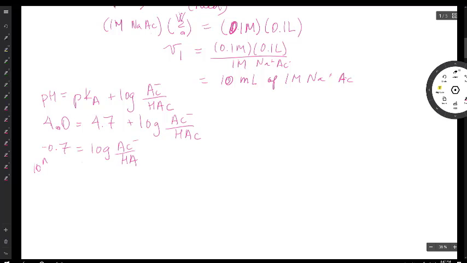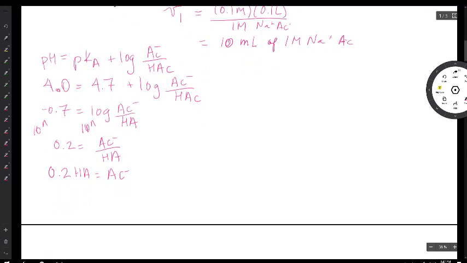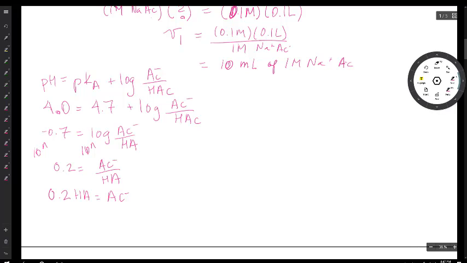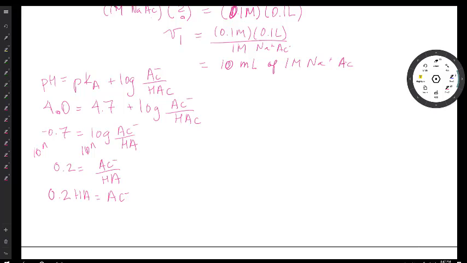Then we raise each of these sides to the power of 10 to get rid of the log. Then we have 0.2 is equal to AC minus over HA, or 0.2 HA is equal to AC minus. Now here is where things can get a little conceptually tricky. This is something you might have missed back in Gen Chem or something that you need to brush up on.